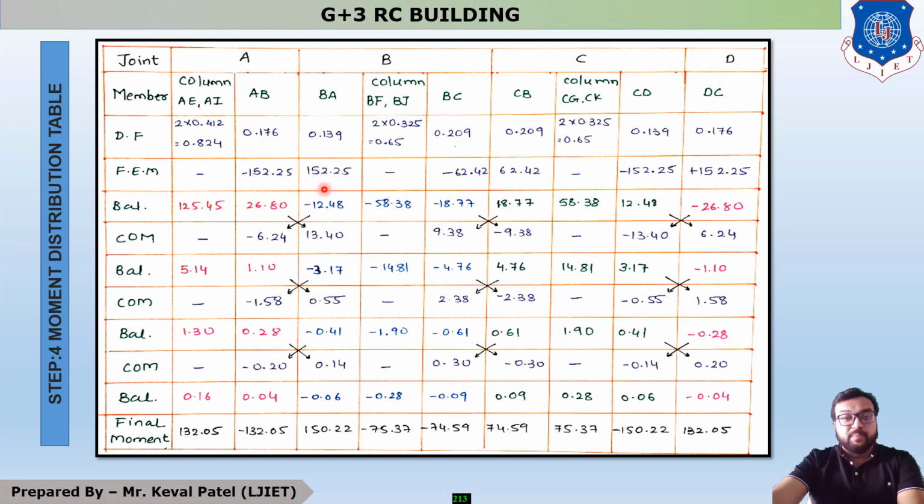Similarly, for B junction, 152.25 dash means 0 and this is minus 62.49. So the net moment of junction B is plus 89.83 over here. Okay, so at junction B, 89.83 moment is over there as a positive moment.